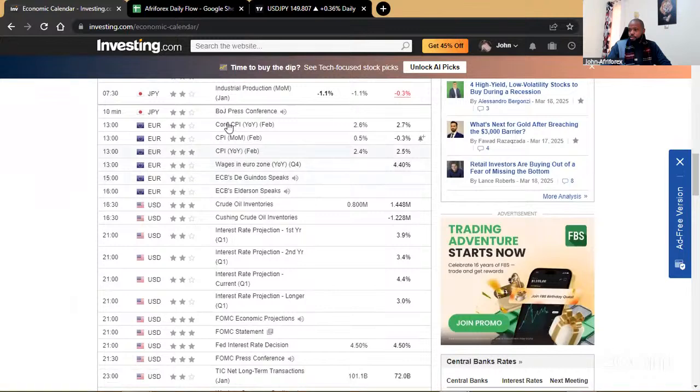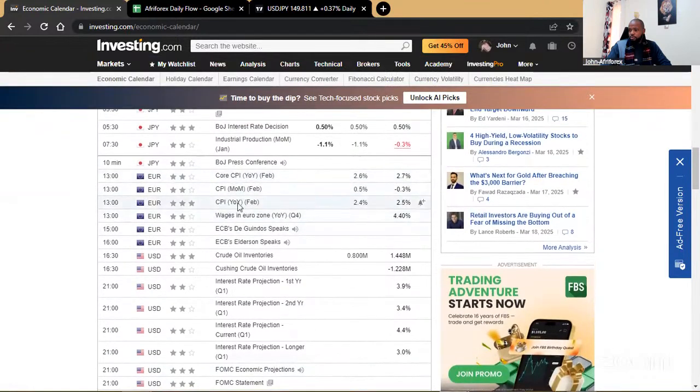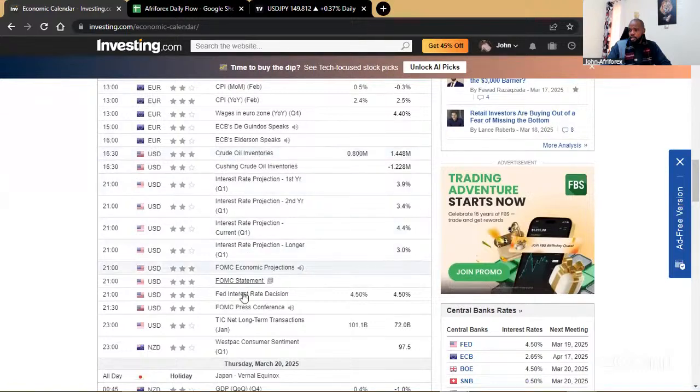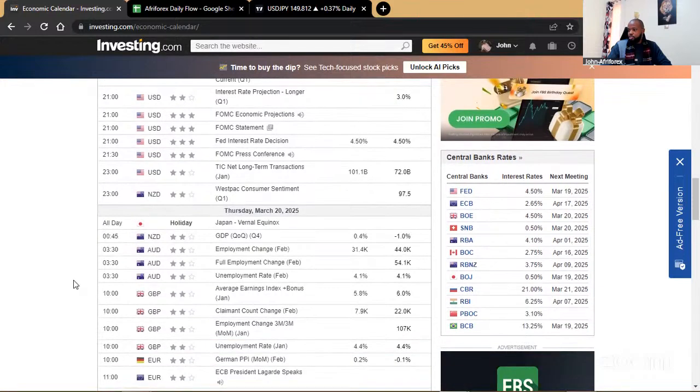But moving forward, you can see that there will also be a lot of news events today. So some Euro CPIs, hopefully that could bring in some volatility on the Euro. And there will also be some interest rate decisions for the US. That's going to be at around 9 p.m. later on today. So quite a number of interest rate decisions that are going to be coming up.